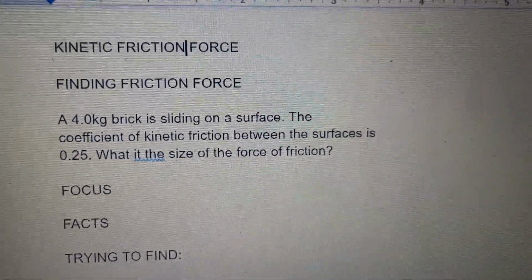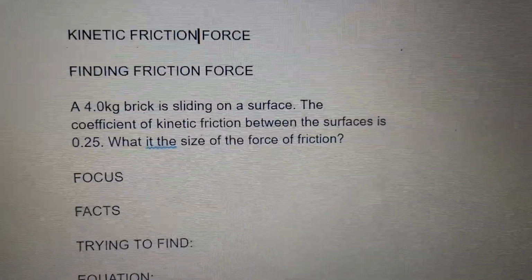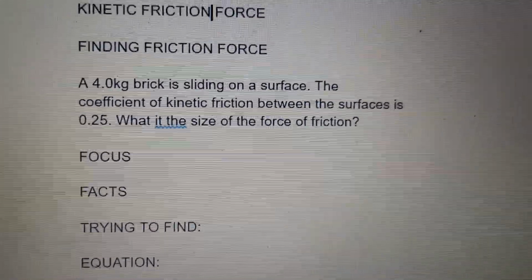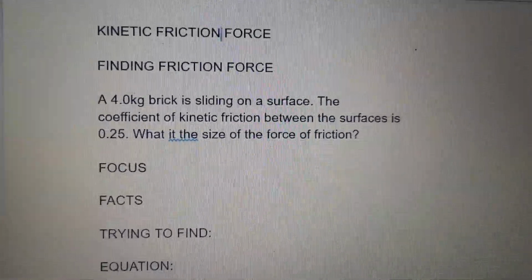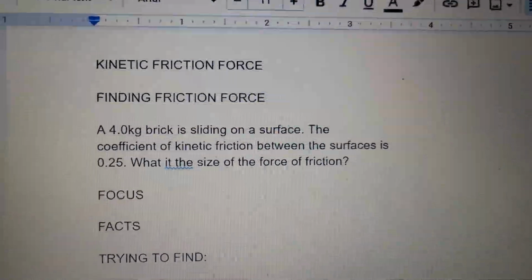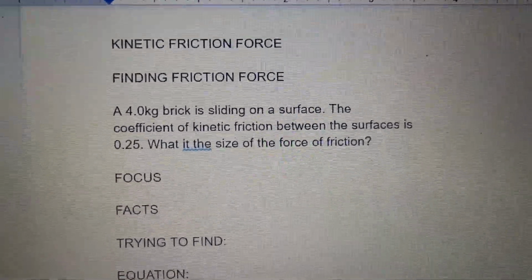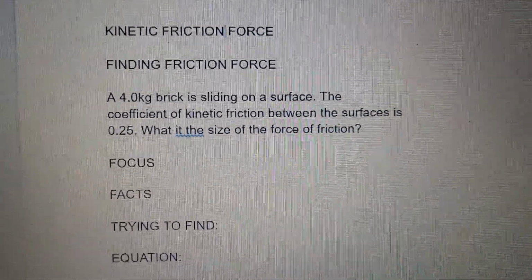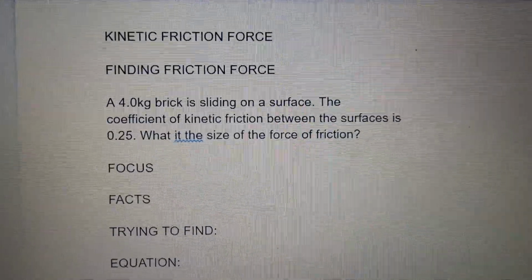Between the surface is saying whatever surface it is sliding on versus the actual brick itself. The surface of the brick and wherever, maybe the floor or ice or whatever it is, there are two surfaces right now creating that kinetic friction force. Now, we know what we're solving for. We know that we're trying to find the force of friction.